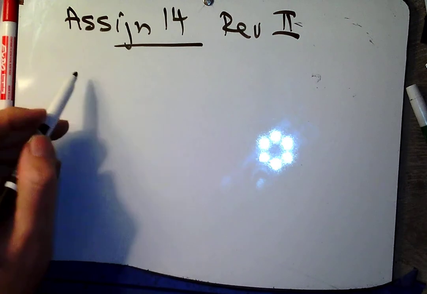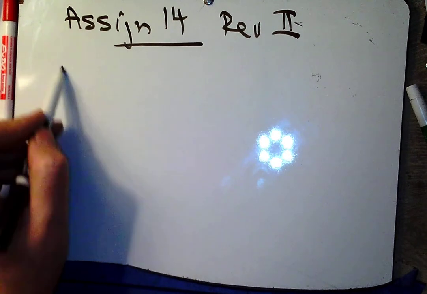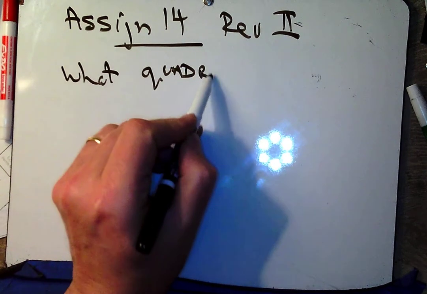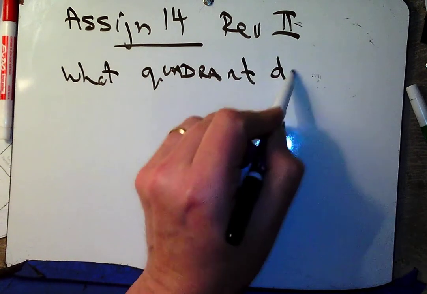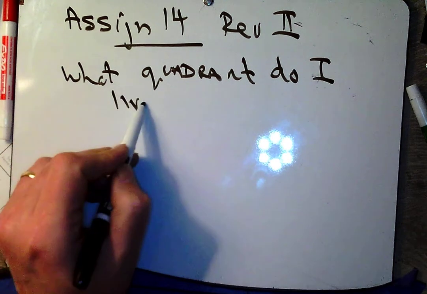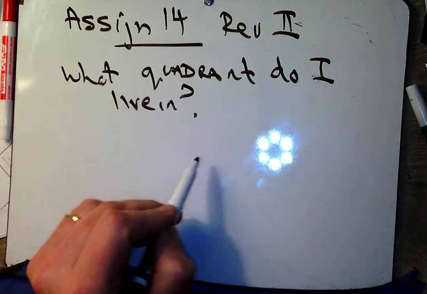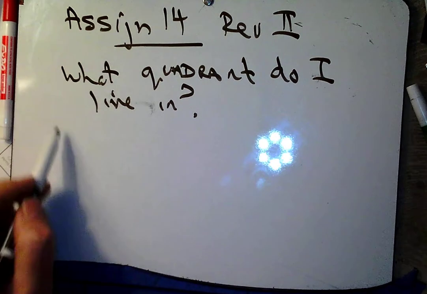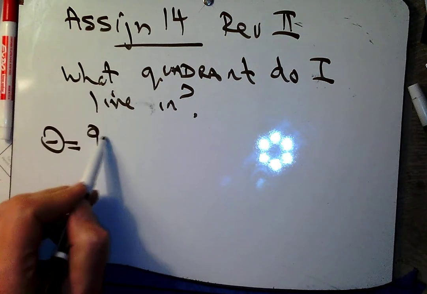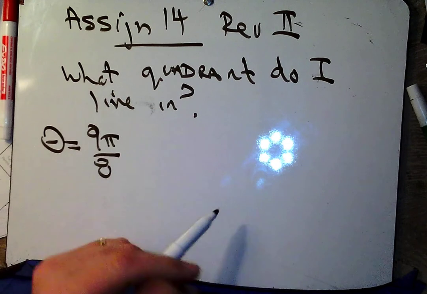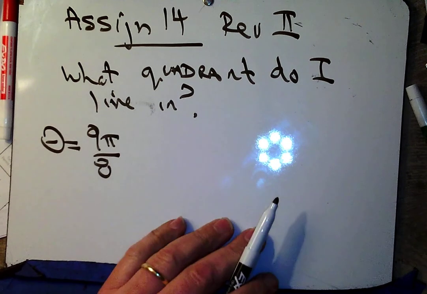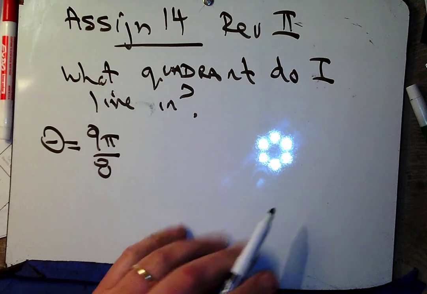Okay, how about this question? What quadrant do I live in? What quadrant do I live in? Theta equals 9 pi over 8. What quadrant do I live in if I'm looking at theta is 9 pi over 8?